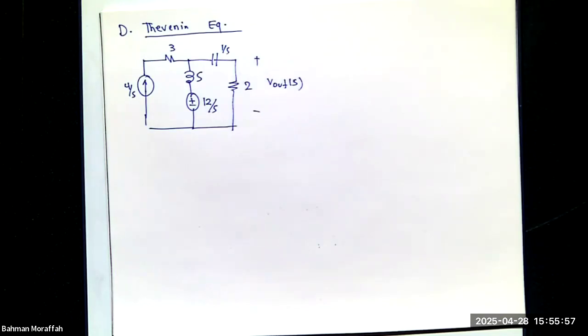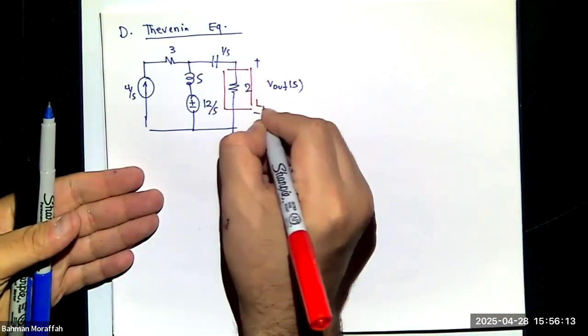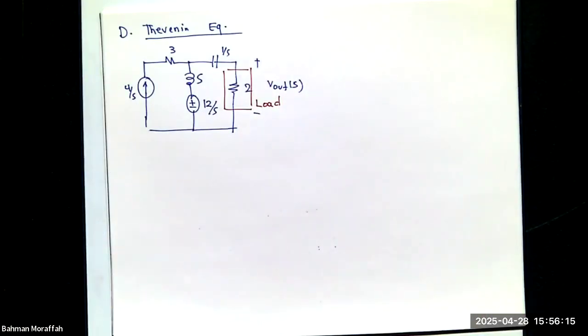How do we do Thevenin? What is the first step of doing Thevenin? Determine where the load is. Well, which one is the load? I'm interested in this V out of S, therefore this is my load. If this is my load, what is the rest of the circuit? It's my black box. Right? To be able to find the Thevenin equivalent, I need 2 things. What do I need? I need V open circuit, and I need R Thevenin.